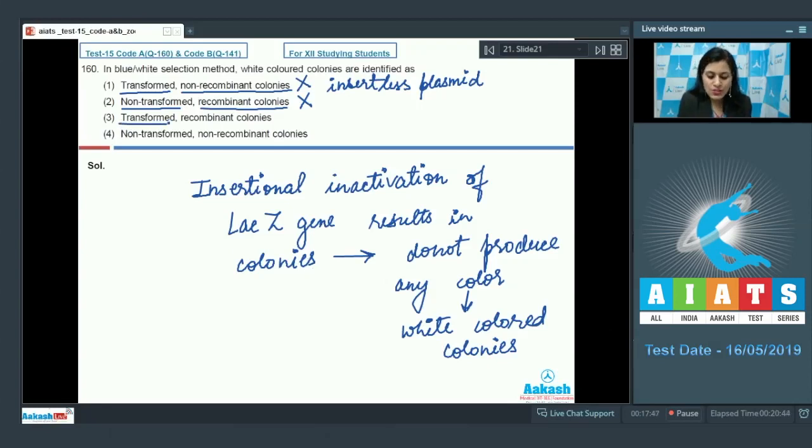Next option is transformed recombinant colonies, and this is a correct answer to our question because transformed recombinant colonies exhibit insertion inactivation of lacZ gene and results in formation of white colored colonies. Last option given is non-transformed and non-recombinant colonies, and this cannot be a correct answer to our question because non-transformed non-recombinant colonies will die in presence of antibiotics in media. So the correct answer to this question is option number 3. Let's discuss our next question.